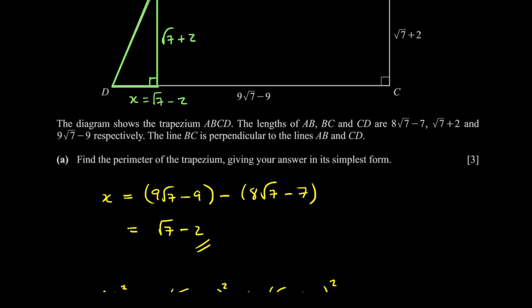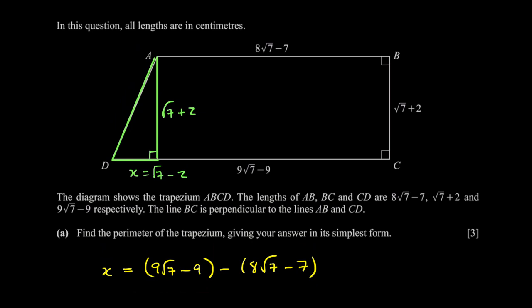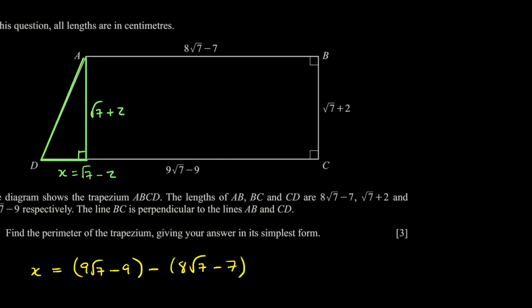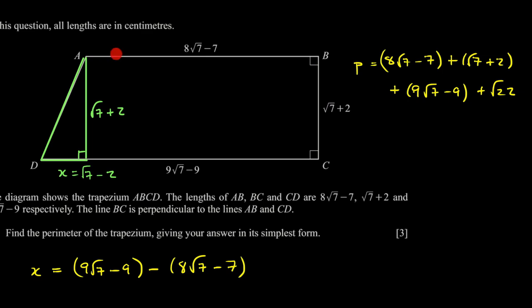So now if we go back to our diagram, for the perimeter, I'll write it on the side so we can keep track of all the numbers. The perimeter is going to be equal to the 8 root 7 minus 7, plus the root 7 plus 2, plus the 9 root 7 minus 9, and plus the root 22. So in other words, I've done that length, plus that length, plus that whole length, plus that length there.